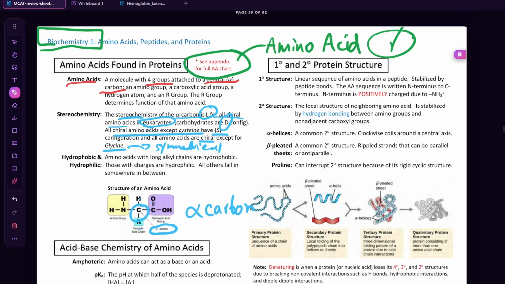So for the MCAT specifically, all you have to really remember is that all the amino acids use this left configuration, and that everything except glycine is not handed at all. Glycine and cysteine are different exceptions.